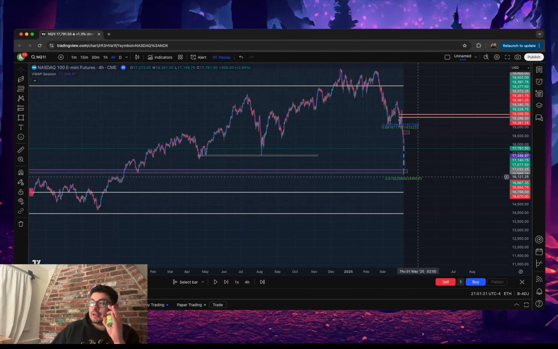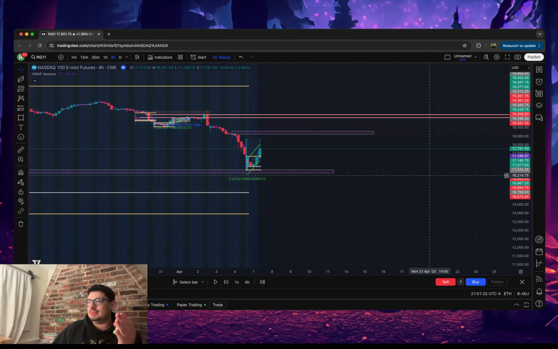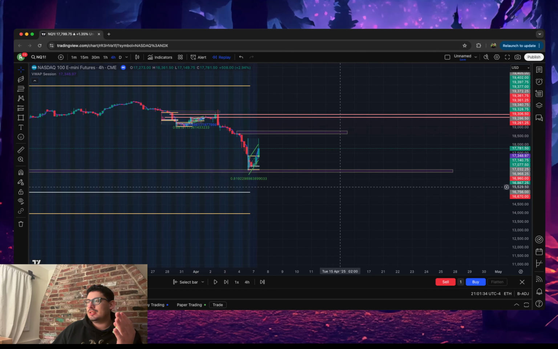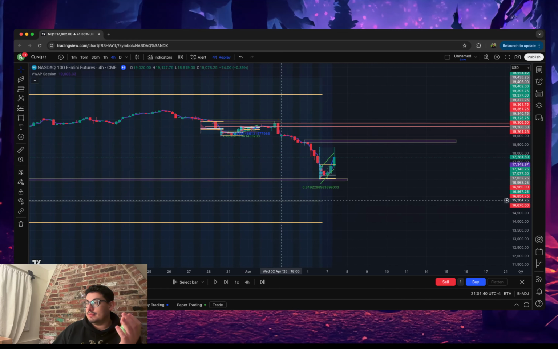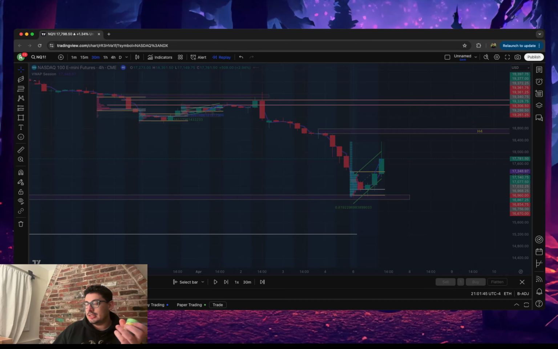I'm paying extra attention to this ledge because of the higher time frame zone backed by that ledge. There's no volume down here. So what's price gonna do when it comes down here? Maybe it's gonna react. I'm not gonna gamble on it, but I'm gonna pay attention when it hits.